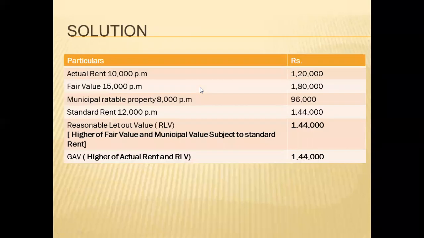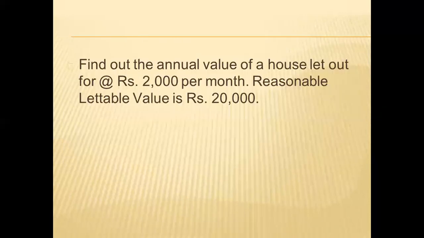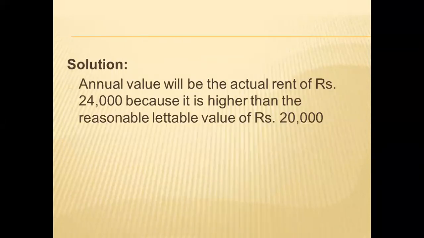So today we will stop with this illustration. In the next class, we will see a case of self-occupied property, how to calculate GAV in case of self-occupied house property. In all the examples which we have done, we have taken the case of actually let out. But in the next class, we will see what will be the GAV if the property is self-occupied. So for today we are stopping here. We will continue in the next class.